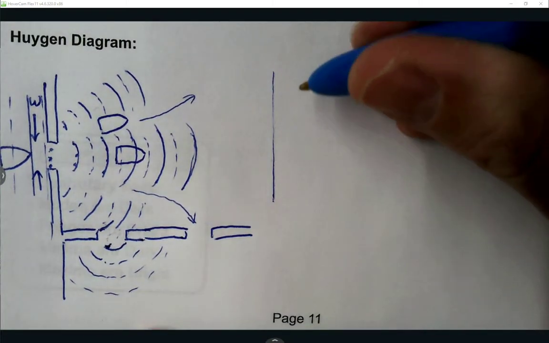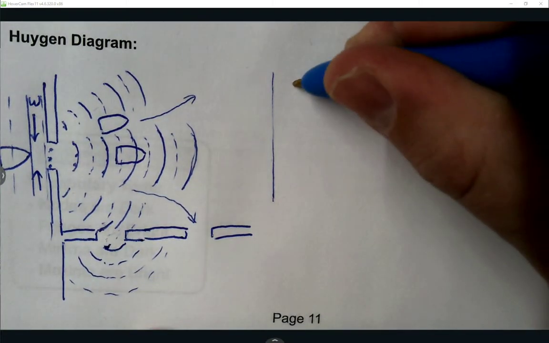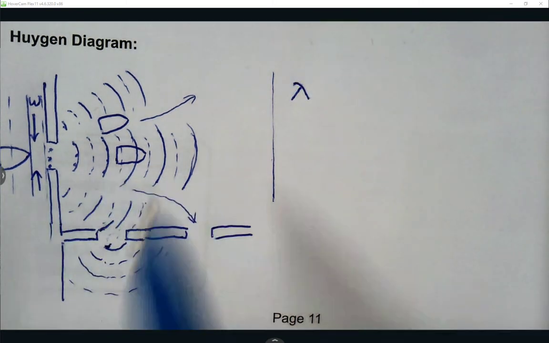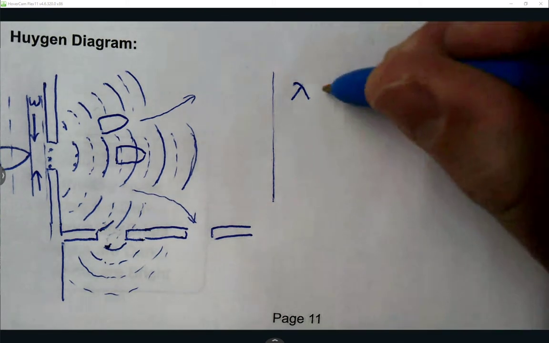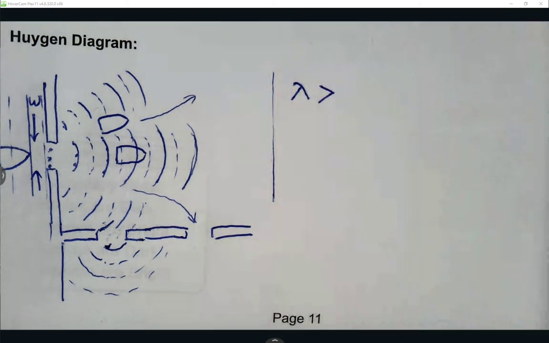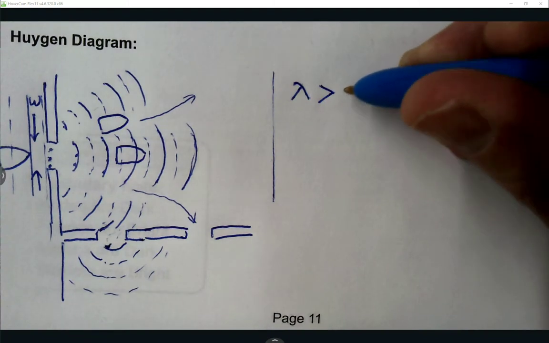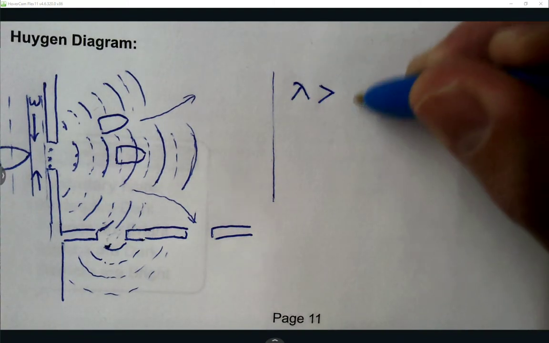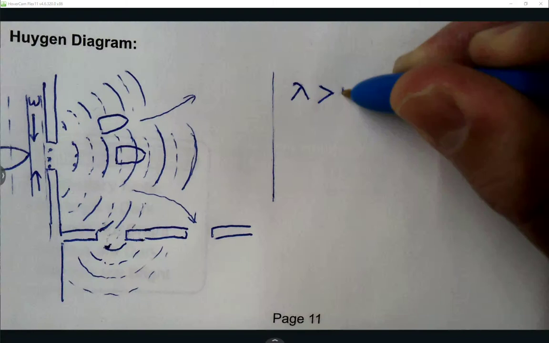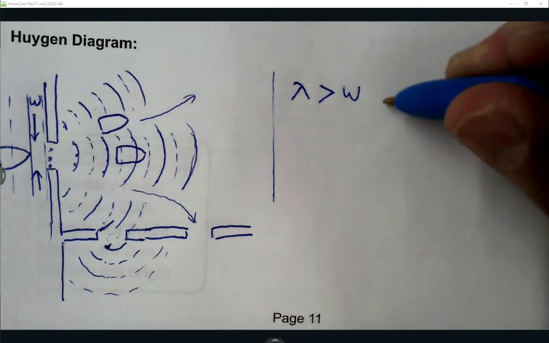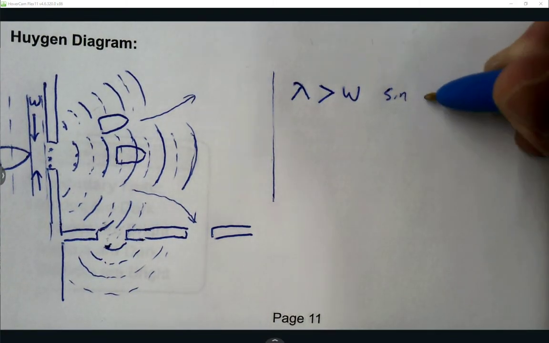So let's do a couple of other little additions to this. We know that the wavelength for a given wave source is going to be fixed, but I want to propose that this works best, in fact, is really easily shown when the wavelength is greater than the width of the opening. That's when we're going to say that single source interference is in play.